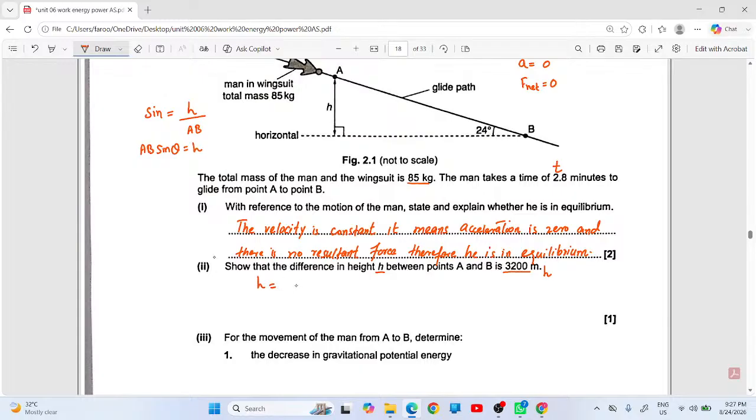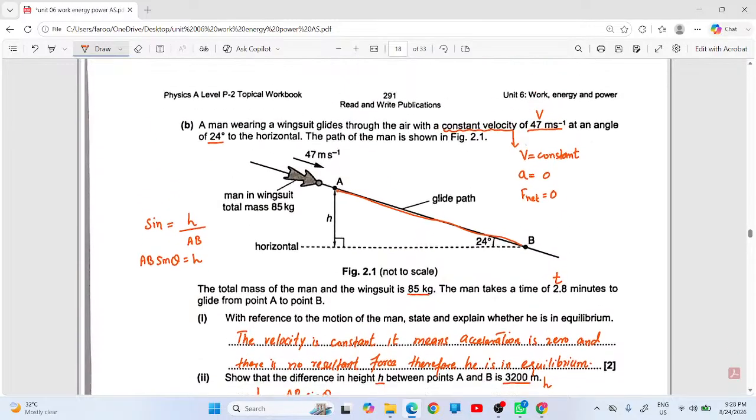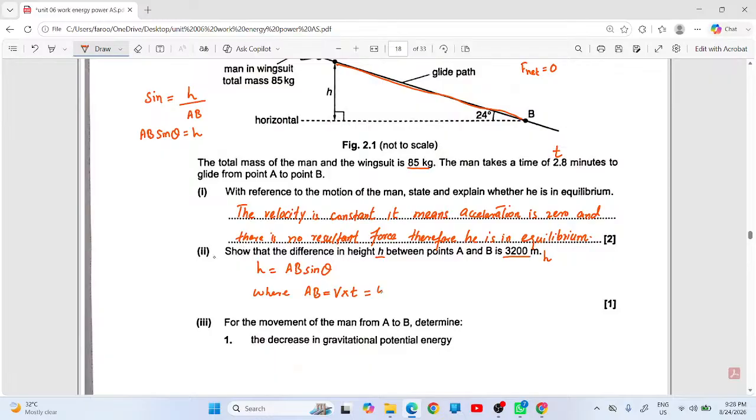So the formula will be h equals AB sin theta. Any confusion so far? Now we don't have the value of AB, the distance from A to B. How should we find it? AB is the distance, so we use distance equals speed into time. The speed is 47 meters per second. 47 multiplied by the time, which is 2.8 multiplied by 60. Check what you get.